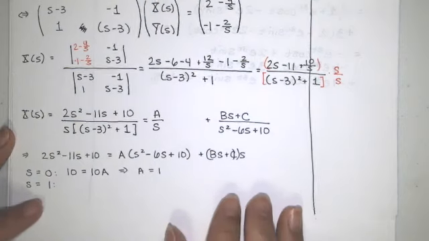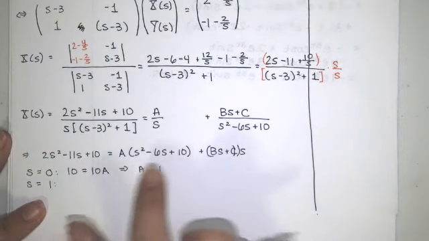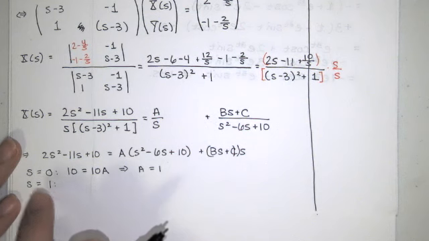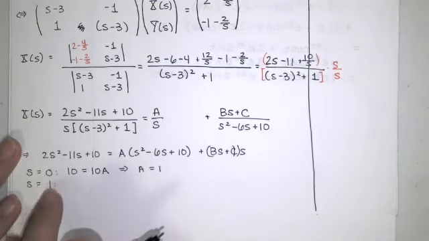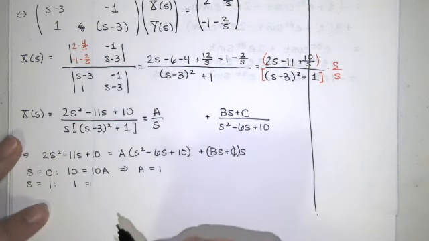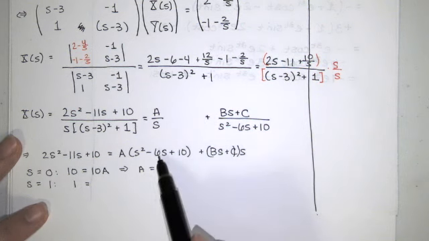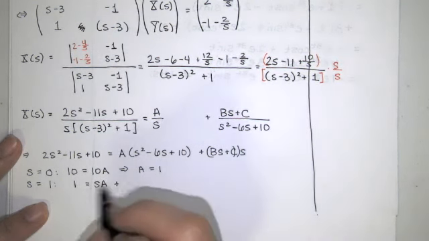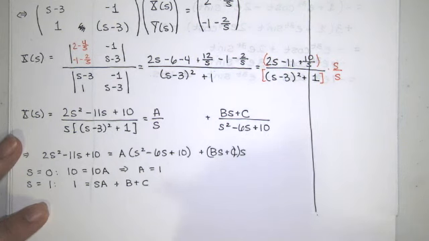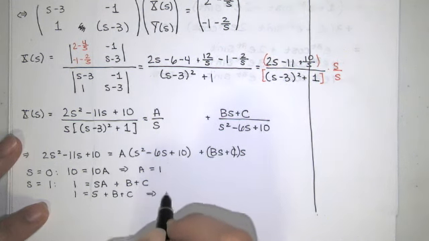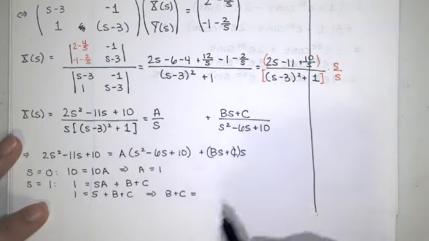Then if s is equal to 1, well, you can pick any s value you want now. Since I can't make this equal to 0, I'll just pick any s value I want. The next easiest choice after s equals 0 is s equals 1. So if s is equal to 1, we'd have 2 plus 10, which is 12. 12 minus 11 is 1. And on the right, we'll have 1 minus 6, which is negative 5. Negative 5 plus 10 is positive 5. And then I have B plus C times 1. And since A is 1, this is 1 equals 5 plus B plus C. So that means that B plus C must be equal to 1 minus 5, or negative 4.